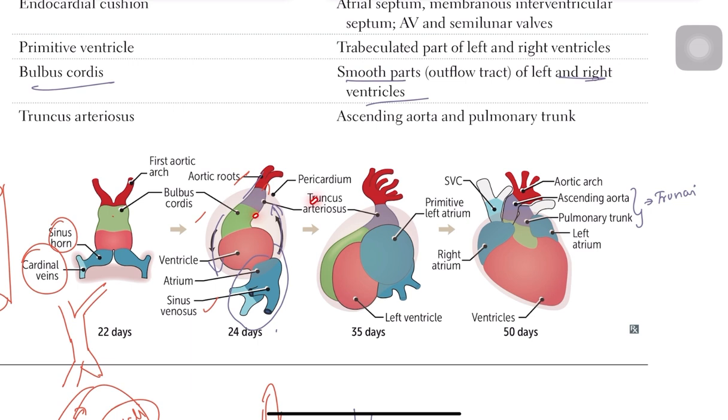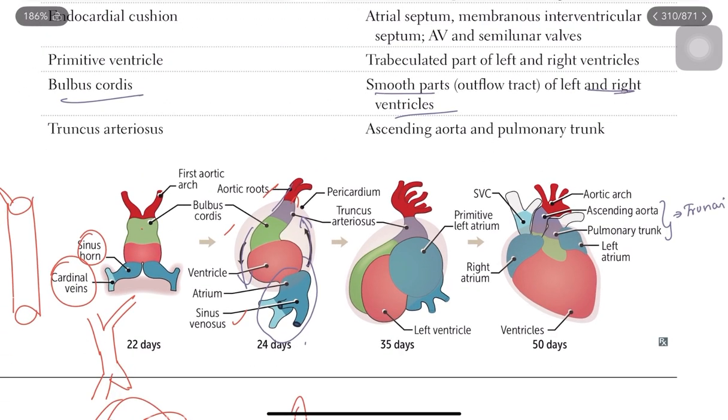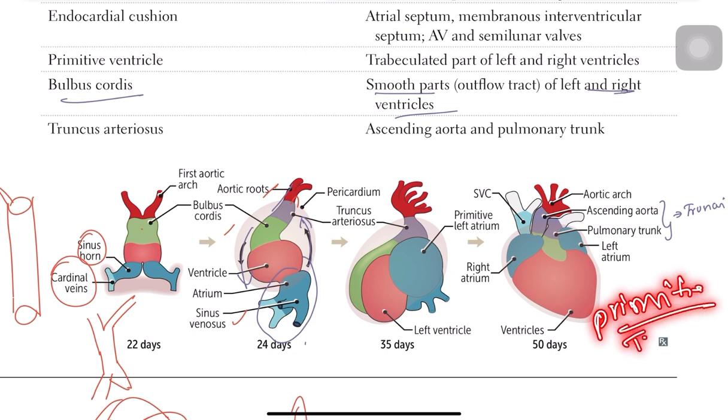These smooth parts of the right ventricle and left ventricle are forming from bulbous cordis. You can see the truncus arteriosus and the bulbous cordis the same way. This is truncus arteriosus embryologically, and this will be your bulbous cordis embryologically. So these two are forming your outflow tracts. Okay, now again we will go through the primitive ventricle. What I said, anything which is primitive will give rise to the trabeculated part.